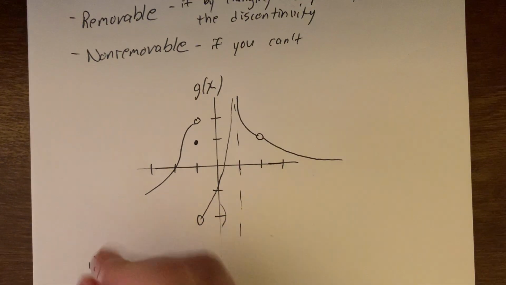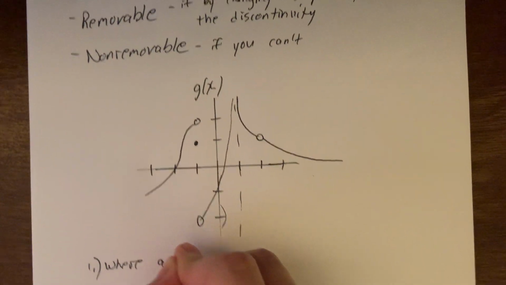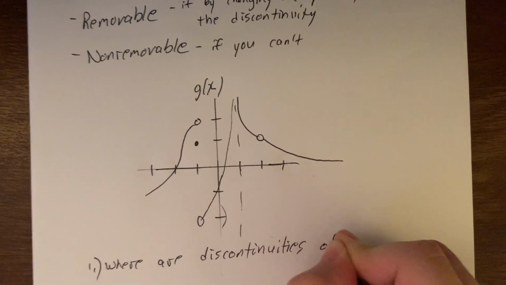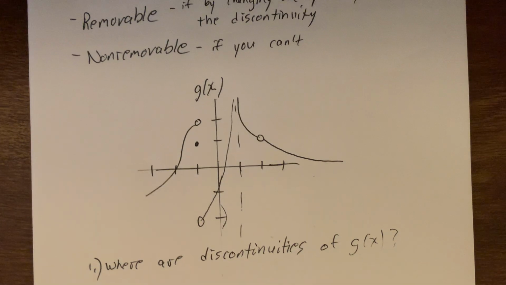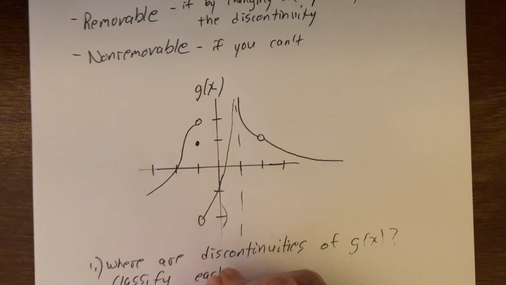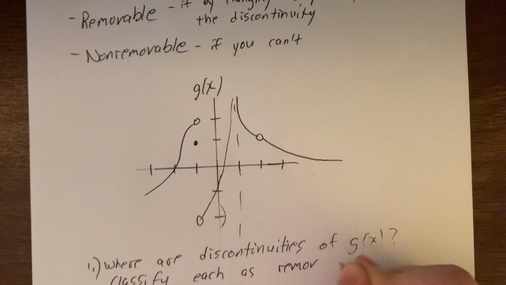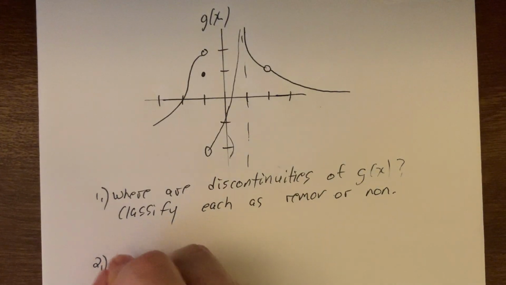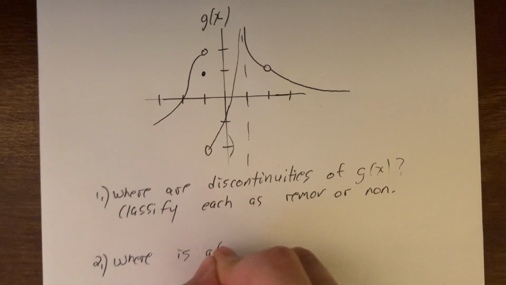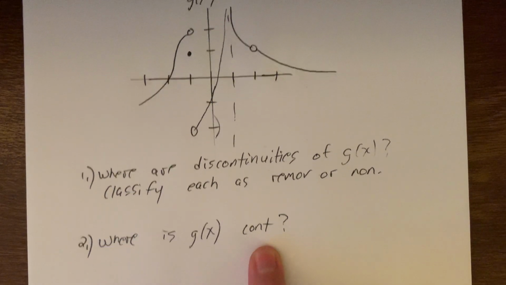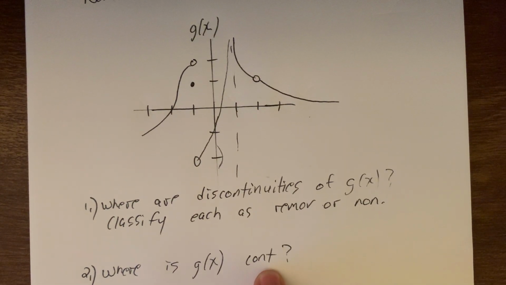So number one, where are the discontinuities of g? And we will classify each as removable or non-removable. And then number two, where is g continuous? Just for short, everybody, because we're going to hear that term a lot, I'm just going to write C-O-N-T, continuous.